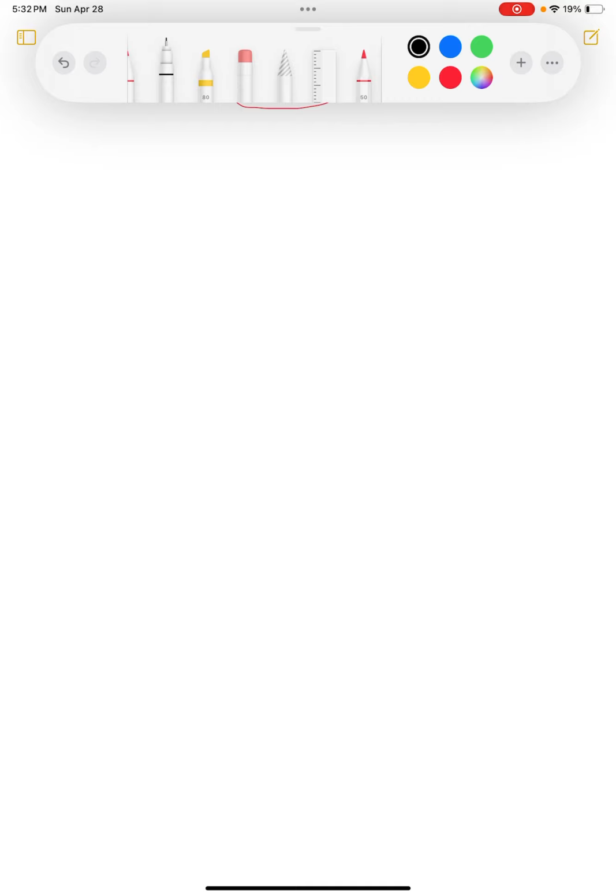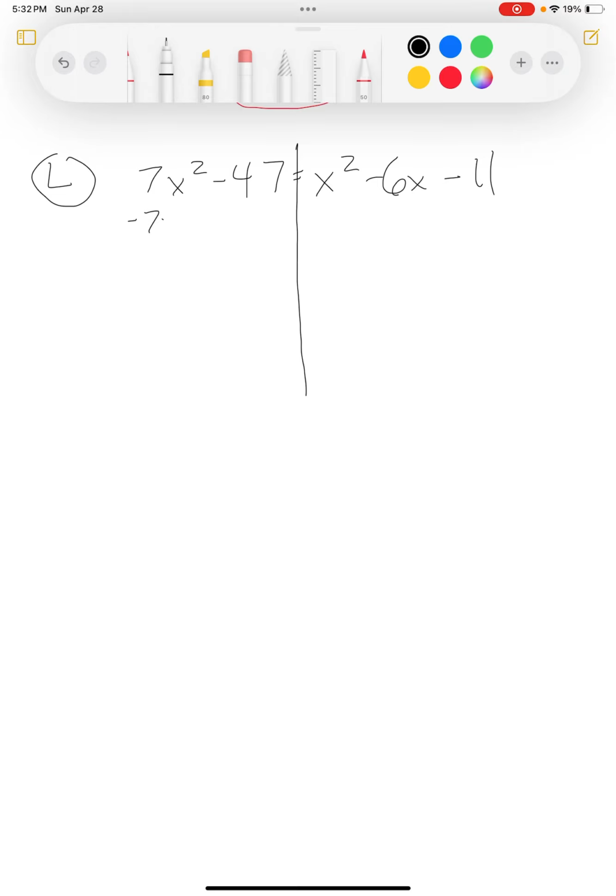Let's do the one right above it, L. So L reads 7x squared minus 47 equals x squared minus 6x minus 11. Again, I want to get all of this to one side, so I've got the problem equal to 0. Guess it makes sense to just move these two parts over. So I'm going to move the x squared over and add the 47.